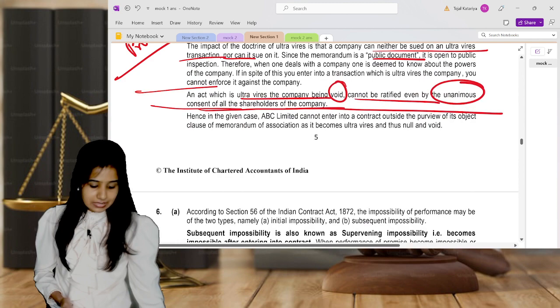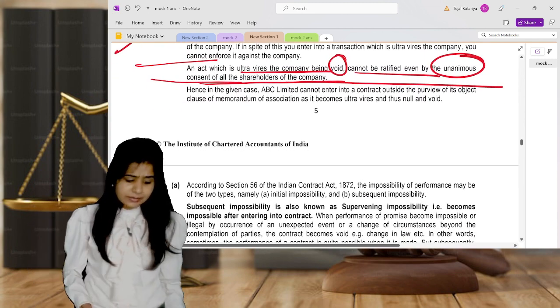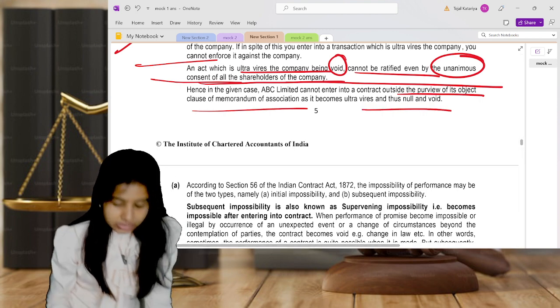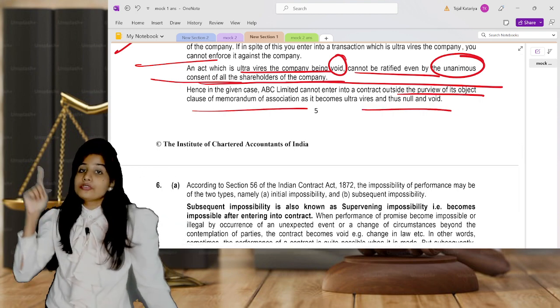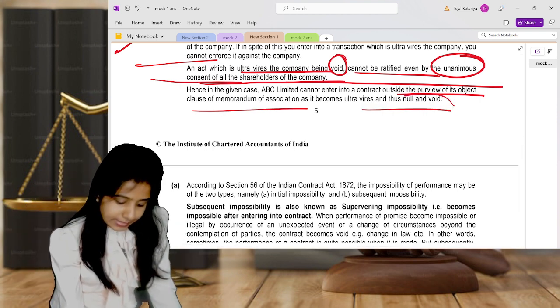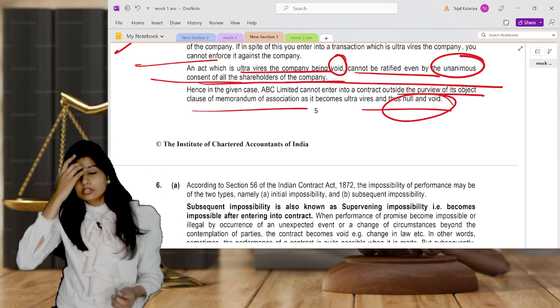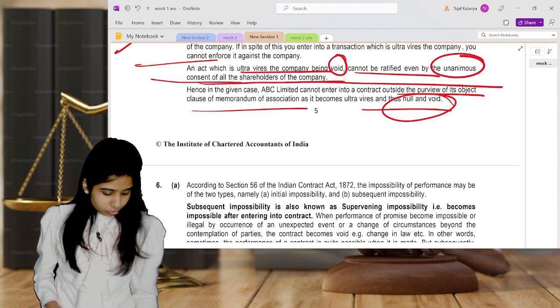Then next is, hence in the given case, obviously ABC Limited cannot enter into a contract with the outsider, because it's obviously outside the object clause of your memorandum. So this act will be null and void, because it's beyond your powers. So this much you are supposed to write.